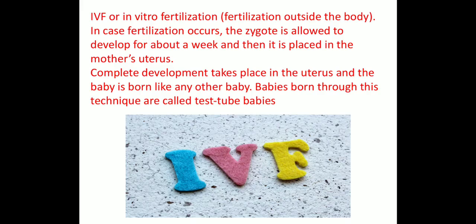Next, a topic is there. Have you heard about test tube babies? That is called IVF, or in vitro fertilization. That means the fertilization, which in humans normally happens inside the body, takes place outside the body. In IVF, the zygote is allowed to develop for about a week and then it is placed in the mother's uterus. Complete development takes place in the uterus and the baby is born like any other baby. So babies born through these techniques are called test tube babies.